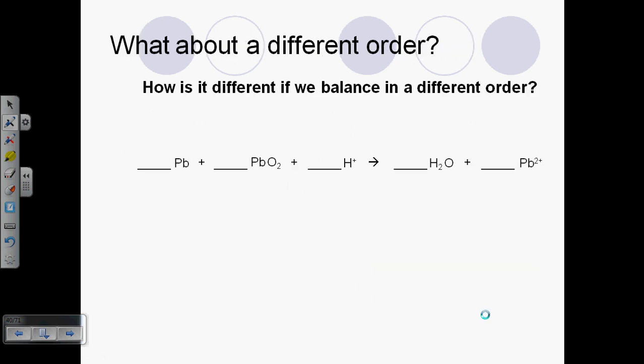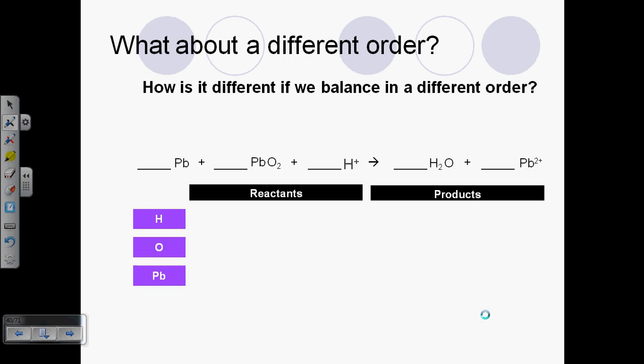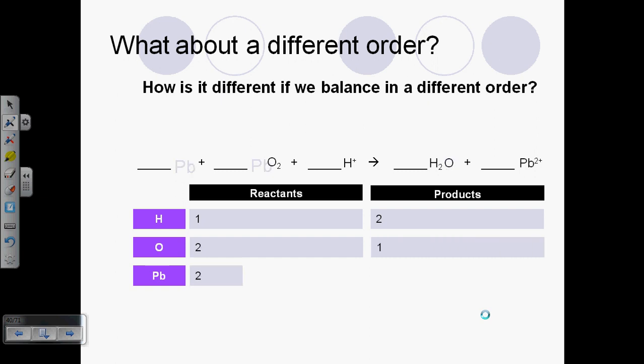If we do it in a different order, you can see here that it can be a little more confusing. Hydrogen, we've got 1 on the reactant side, 2 on the product side. Oxygen, 2 on the reactant side, 1 on the product side. And then lead, 2 on the reactant side, 1 on the product side. So if we look at the hydrogens first this time and put a 2 here for our coefficient, now we're balanced for our hydrogens on each side.